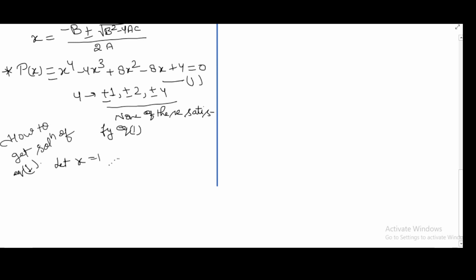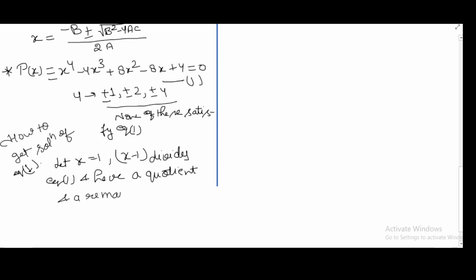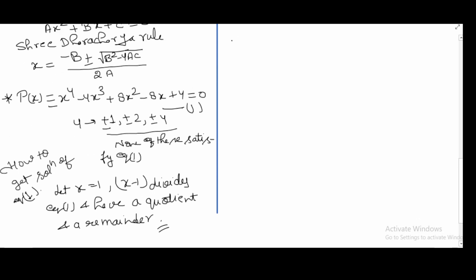Okay, so let x equal to 1. That means x minus 1 divides p(x), or equation 1, and has a quotient and remainder. So we will divide it by x minus 1. So let's divide it using x minus 1.